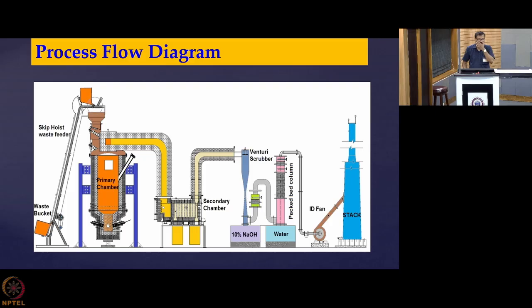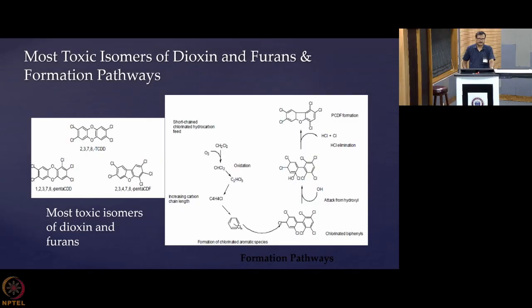A typical process flow diagram for the waste mitigation is shown over here. These are the carcinogenic components which I was just talking about, the most toxic isomers of dioxin and furans. Not all of them are very toxic, but many of them are extremely toxic, as shown over here. They basically have a benzene ring kind of structure, and somewhere chlorine is attached, somewhere oxygen is attached, like this.